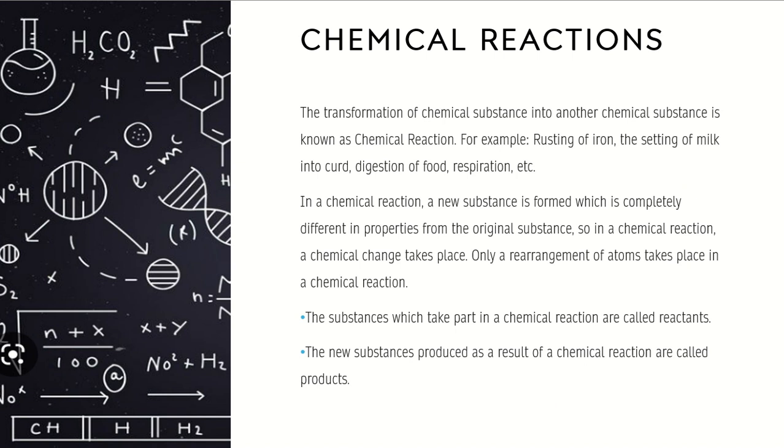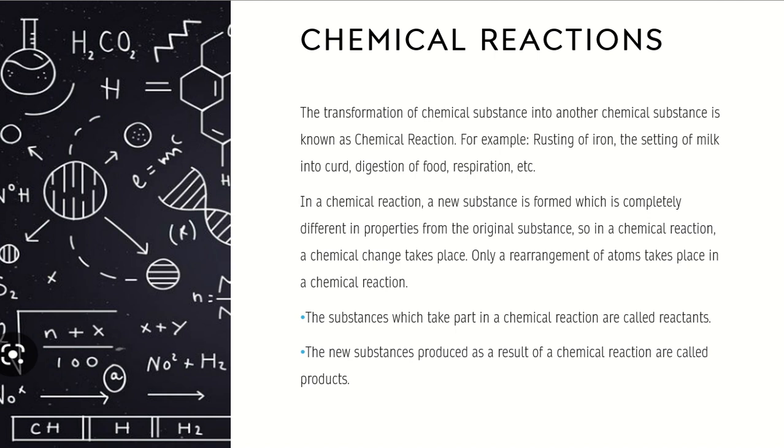Chemical reactions. The transformation of a chemical substance into another chemical substance is known as chemical reaction. Like when you breathe, you convert the oxygen which you inhale into carbon dioxide, which cannot be reversed by physical processes. That is why it's known as a chemical reaction. In a chemical reaction, a new substance is formed which is completely different in properties from the original substance. So in a chemical reaction, a chemical change takes place.